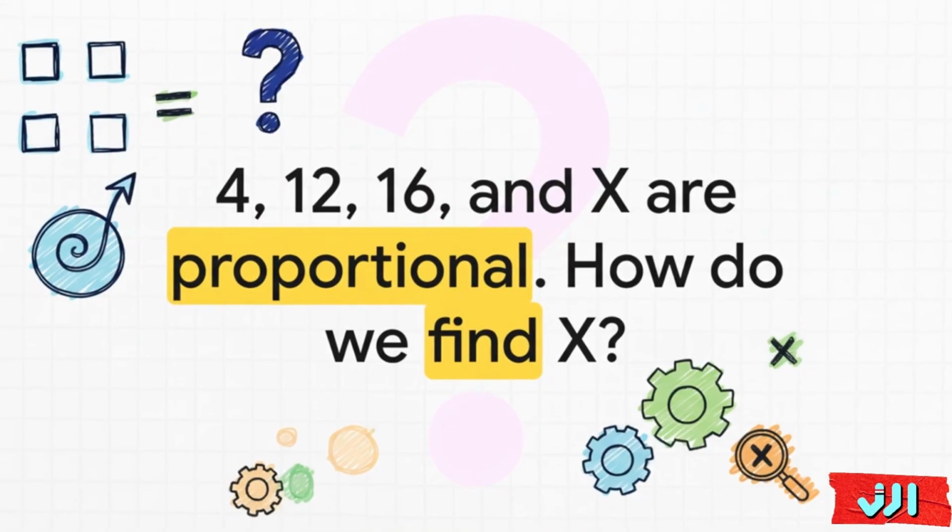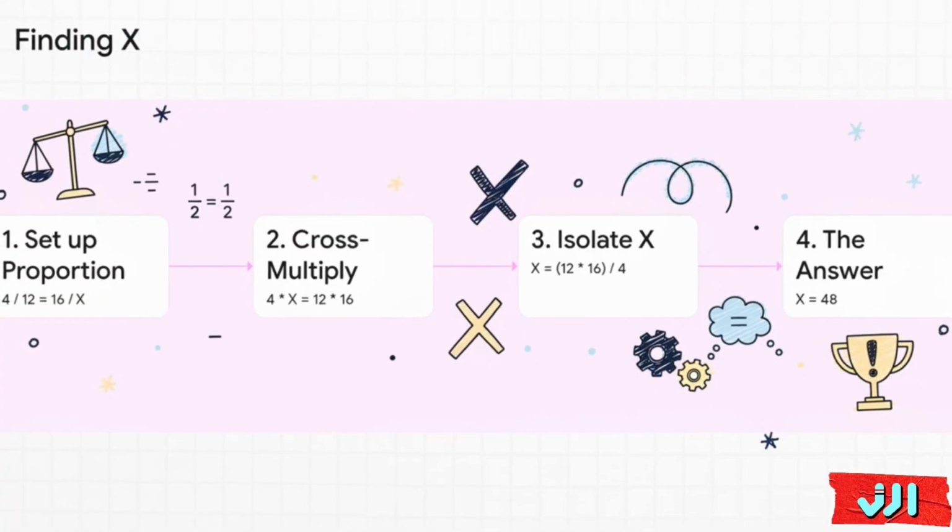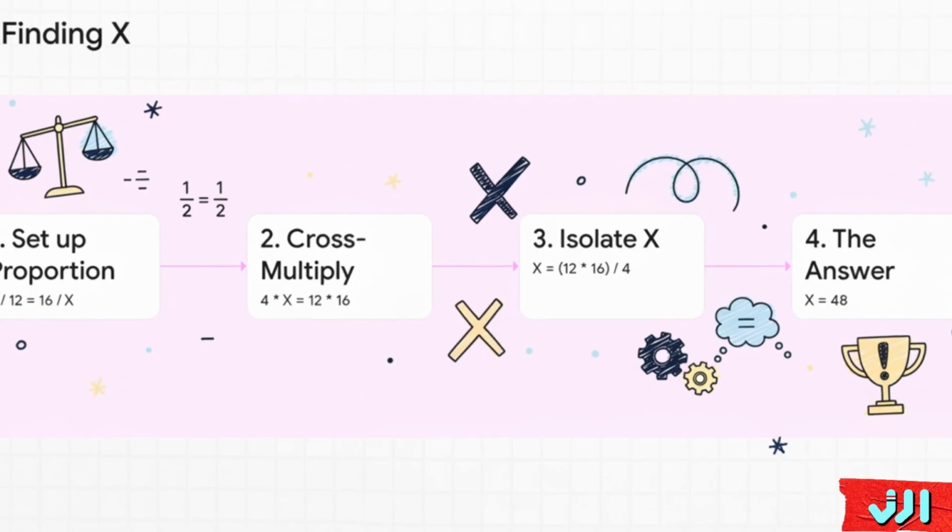All right, here we go. We've got our three known numbers and one mystery guest, X. The very first thing you always do is set them up as a proportion. And check out how smooth this process is. Step 1, you set it up. 4 over 12 equals 16 over our unknown, X. Step 2, you unleash the superpower, cross-multiply. So 4 times X equals 12 times 16. And from there, it's just a little bit of simple algebra. And boom, we get our answer. X is 48. It's a reliable system that just works.